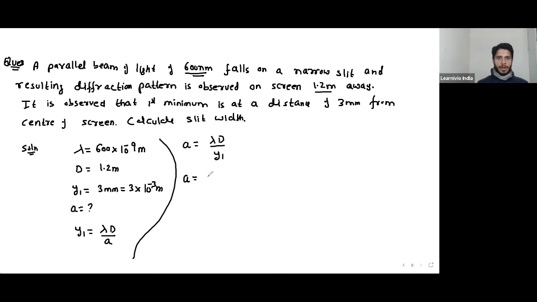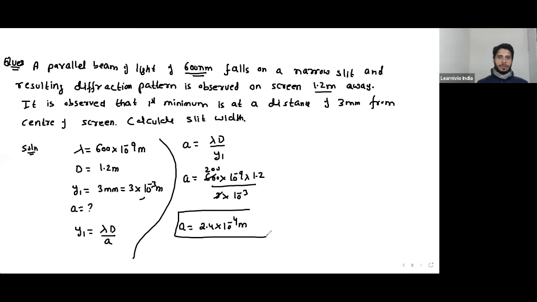So if I substitute values, your lambda is 600 into 10 raised to the power minus 9. Your capital D is 1.2. Y1 is 3 into 10 raised to the power minus 3. So this 3 will cancel, it's 200. So your a is 1.2 into 2, which is 2.4 into 10 raised to the power minus 4 meter.